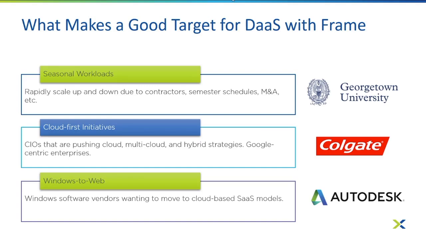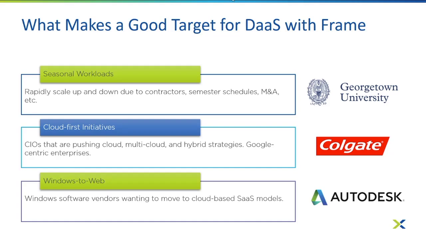We look at the other side of the coin, so desktop as a service requirements. Again, if your customers are looking at DaaS solutions with Frame, then there's a few unique identifiers or unique targets for desktop as a service. So seasonal workloads. Now, what I mean by that is you have an existing deployment. It could be, for example, a school or a university. So Georgetown University in this case, they have courses that could run 6 weeks, 2 months, 6 months, or whatever.